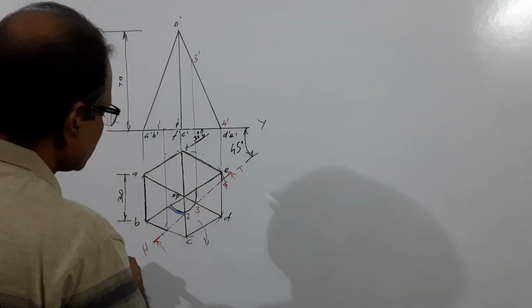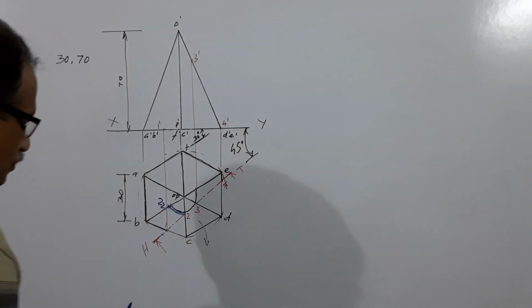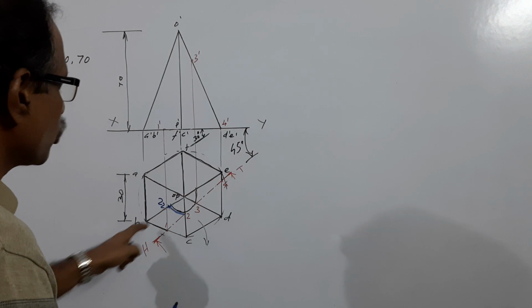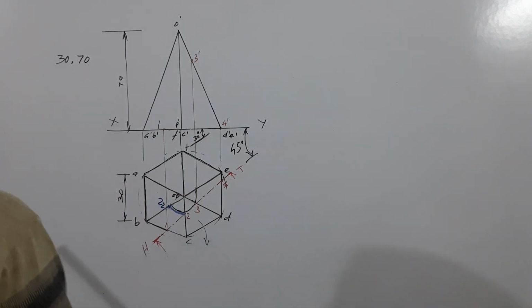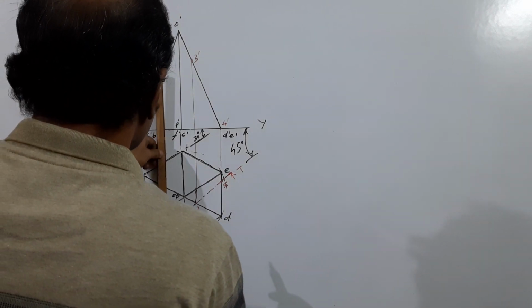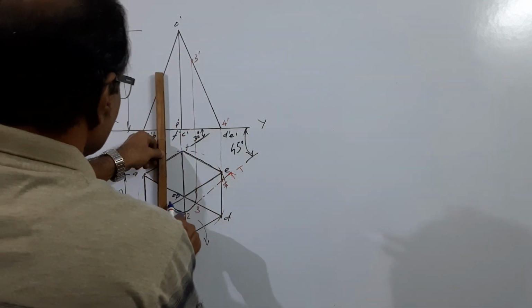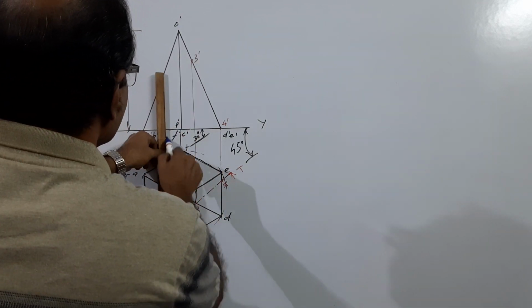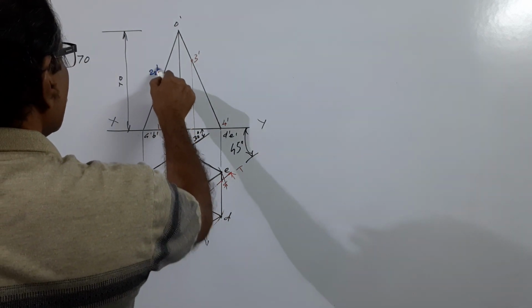I call this 2 suffix 2. Where is 2 2? 2 2 is on OB. Project 2 2 to O dash V dash. O dash V dash is this. Project it. What do you get? 2 2 dash.